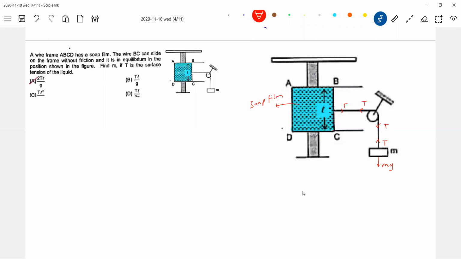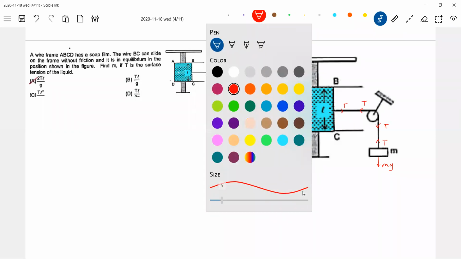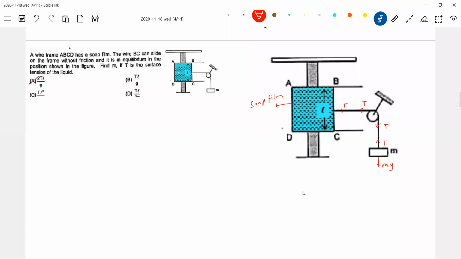And what will that soap film do? It will exert a force. In what way will it exert force? Will it act at one point? No. Wherever the soap film is, the molecules in contact with the rod will exert a force like this. And that is the force due to surface tension. How many surfaces? Two surfaces.